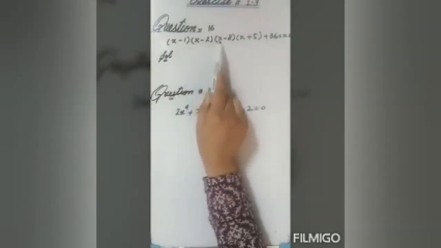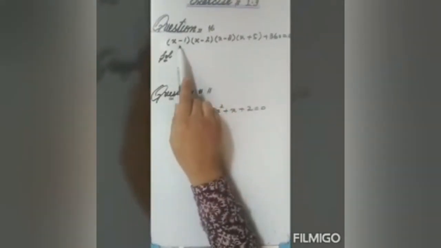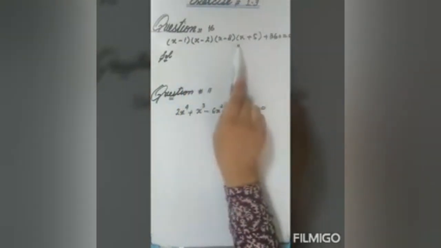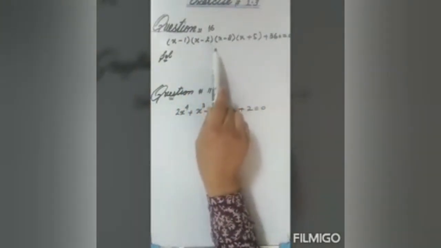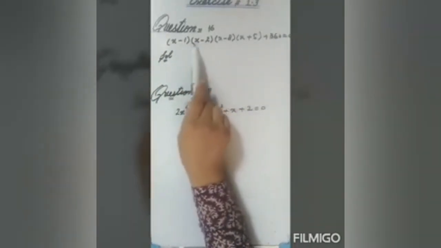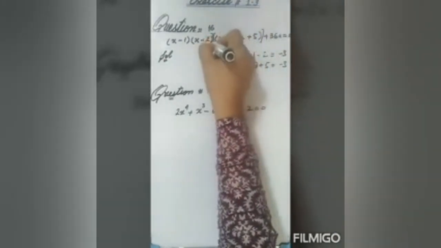Students, the last question is question number 16. It is also like question number 15. Here we have 4 factors and we have to make pairs of 2 factors. The first pair will be minus 1 and minus 2, giving minus 3, and the other pair, minus 8 and plus 5, also gives minus 3. It is already in arranged form, so you have to apply the square bracket and then start solving like question number 15.